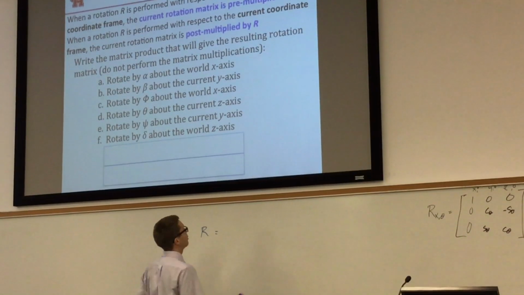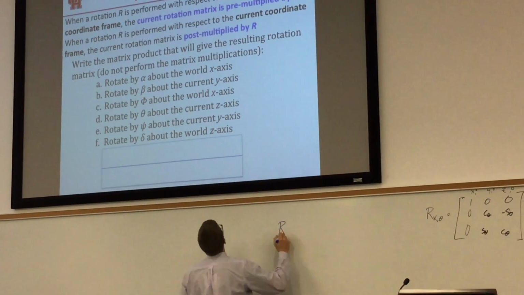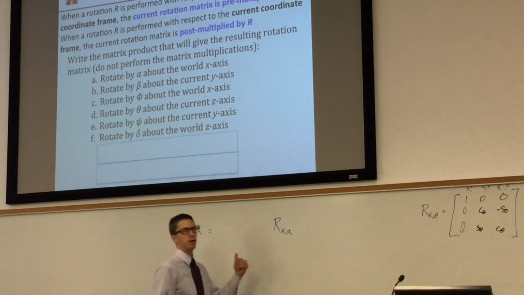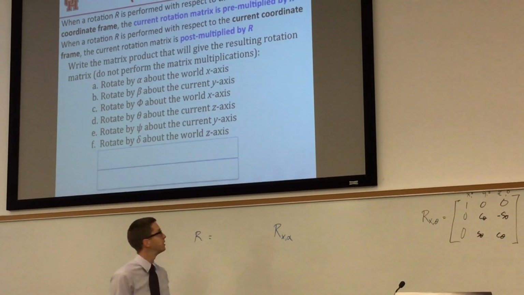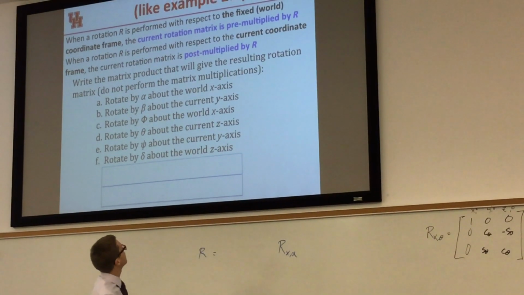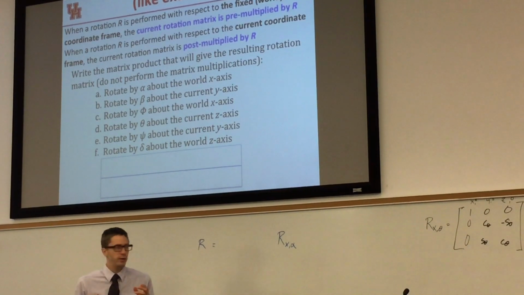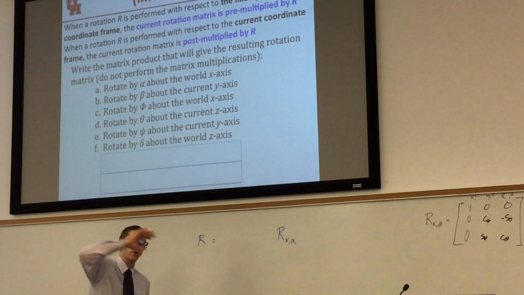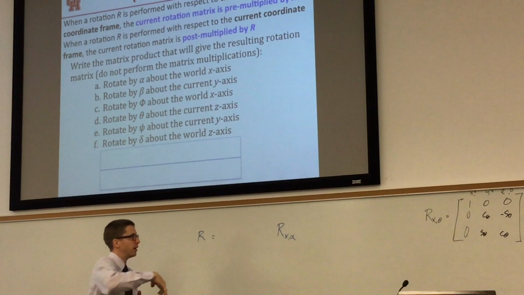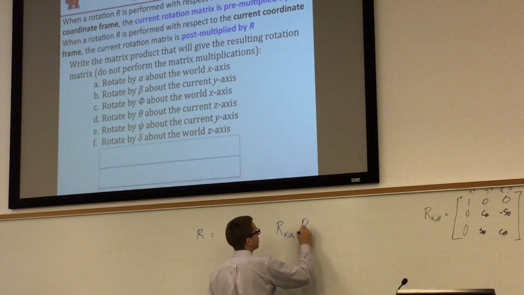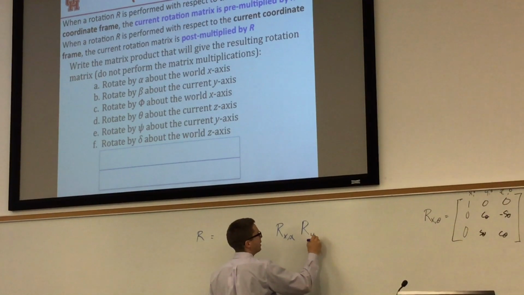So the first thing that I do is I want to rotate by alpha about the world x-axis. So x, alpha, there's nothing to pre or post multiply, this is my first stage. Next one that I have is I want to rotate by beta about the current y-axis. So I've rotated around x, now I want to rotate around that axis an additional beta. So I'm going to post multiply y by beta.